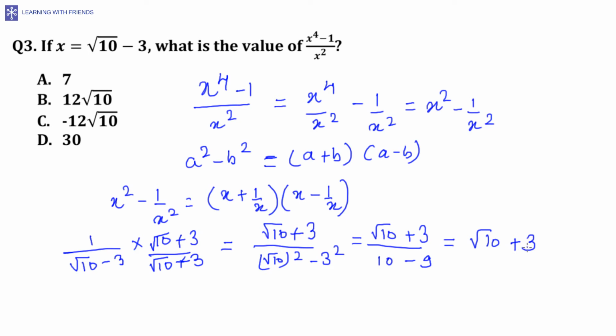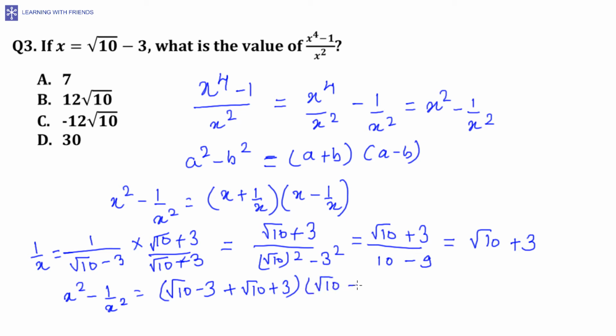That's all. So it's very simple. x was root 10 minus 3 and 1 upon x, so all of this is 1 upon x. 1 upon x is root 10 plus 3. So my initial fraction, which was x squared minus 1 upon x squared, becomes x plus 1 upon x, so root 10 minus 3 plus root 10 plus 3, multiplied by x minus 1 upon x, which is root 10 minus 3 minus of root 10 plus 3.